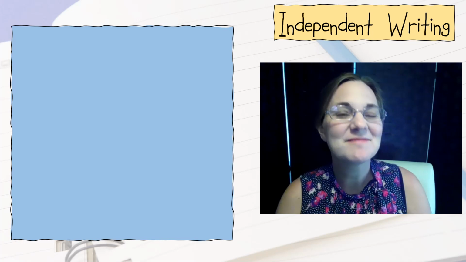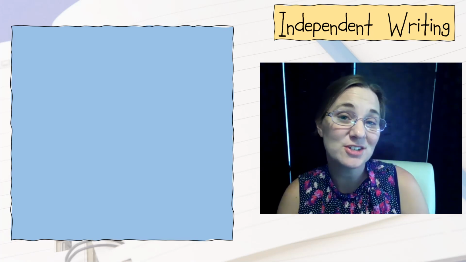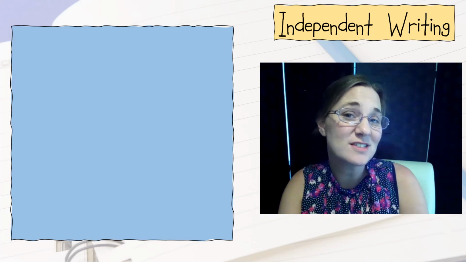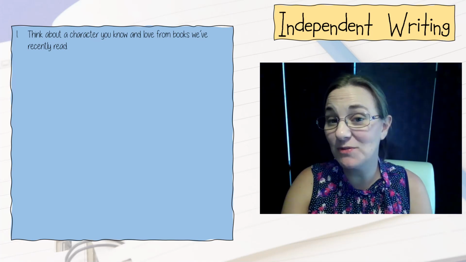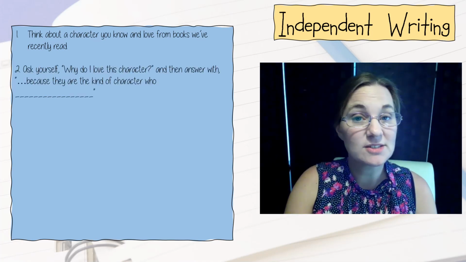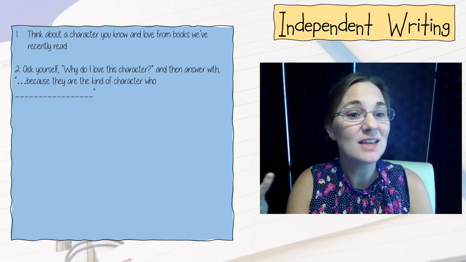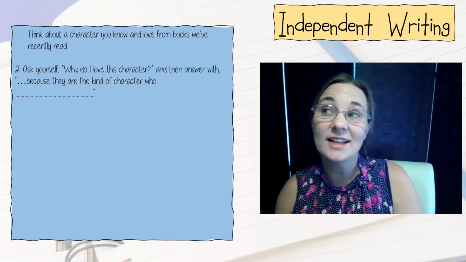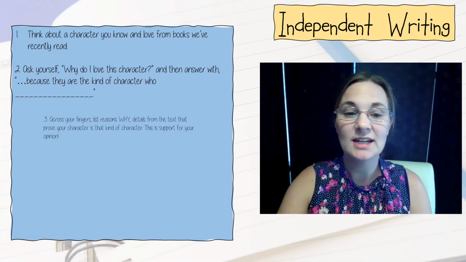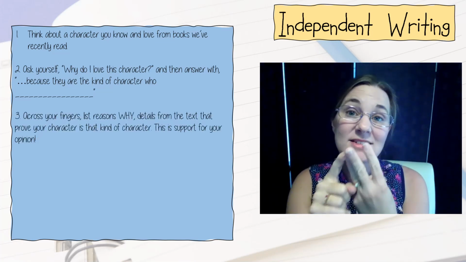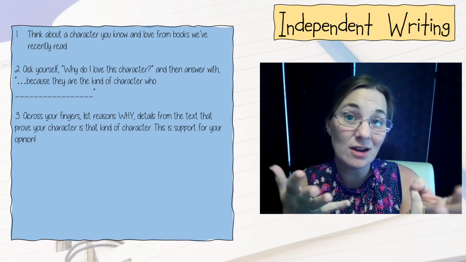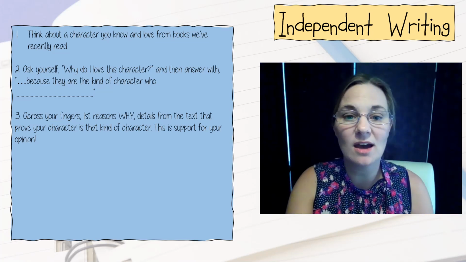All right, writers, now it's time for your turn to try this work. You're going to follow the steps we've already talked about. Think about a character you know and love from the books we've recently read. Ask yourself, why do I love this character? And answer with, because they are the kind of character who. Then, across your fingers, you're going to list reasons why, details from the text that prove that that character is the kind of character you're thinking of.